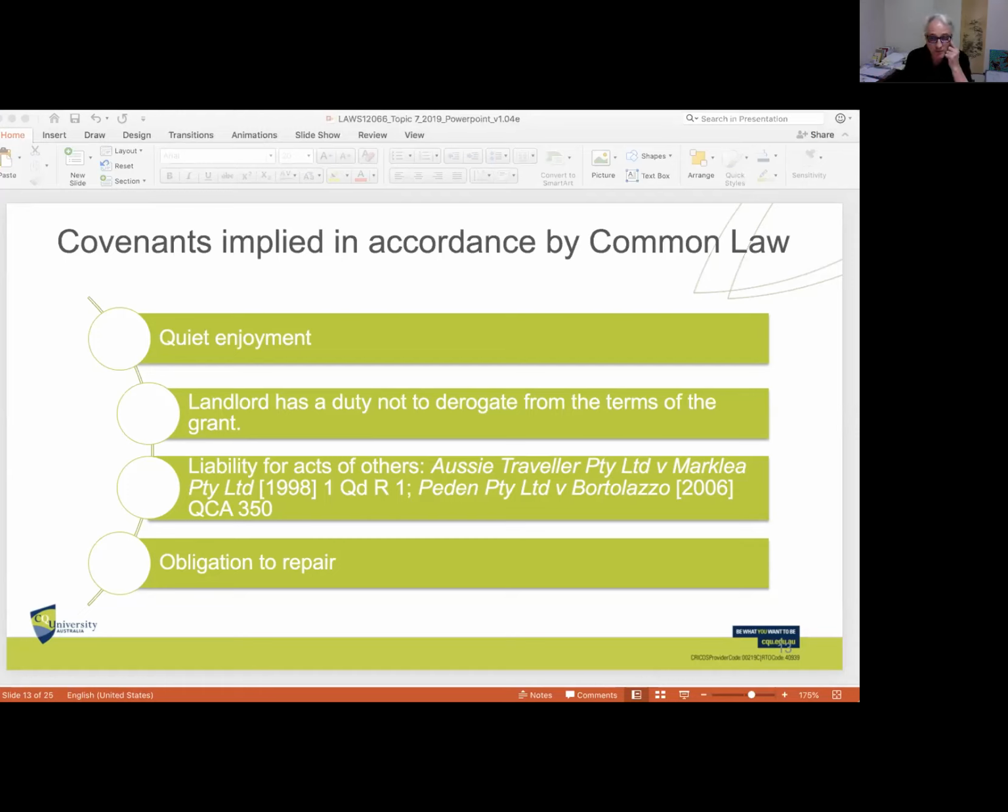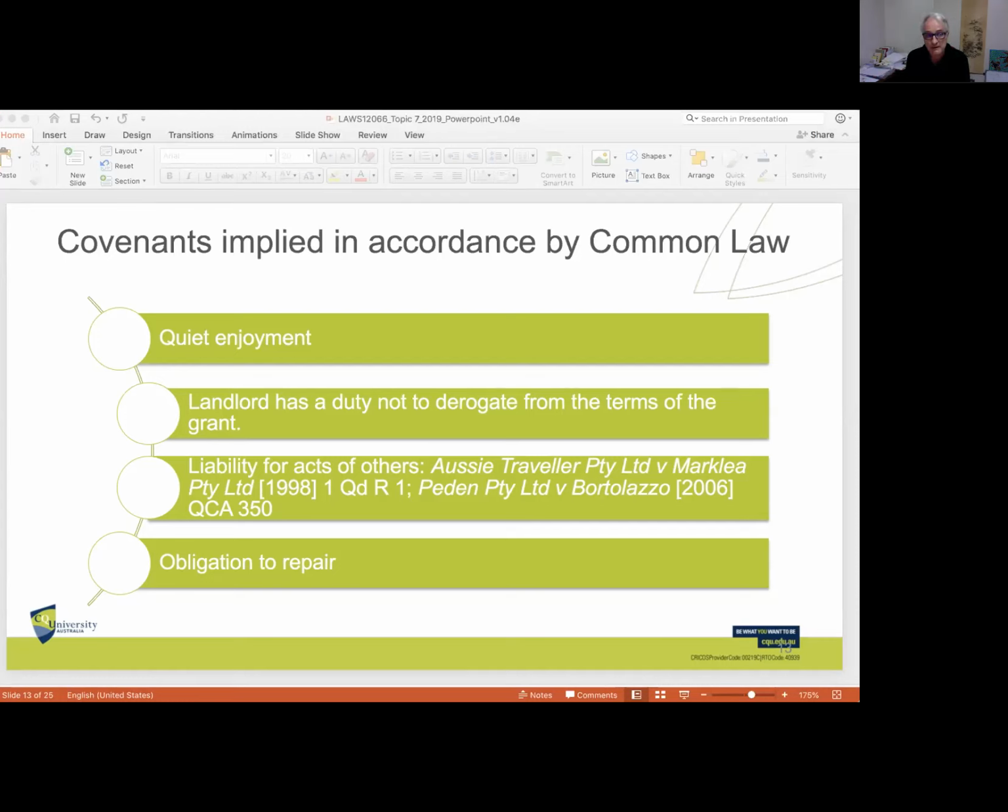There's a reciprocal duty on the tenant. The tenant would use the premises in a tenant-like manner, so that the tenant or lessee will do things not in the nature of being the owner of the premises, but in the nature of being a tenant who has the rights of exclusive possession and quiet enjoyment, but doesn't operate in a way suggesting to all the world that they're the owner of the premises. So that's this idea of not derogating from the terms of the grant.